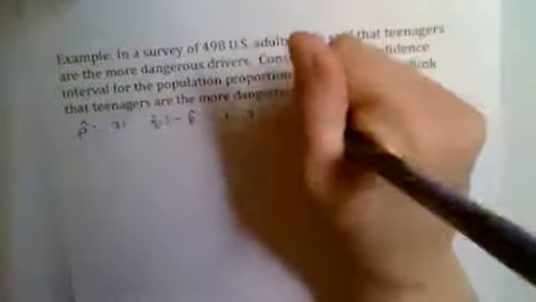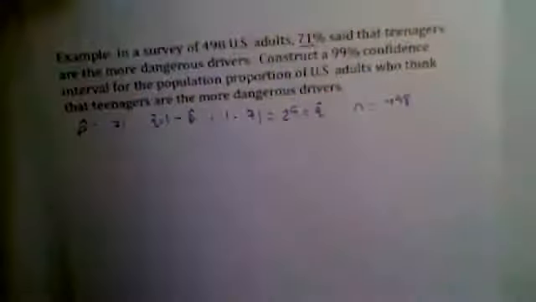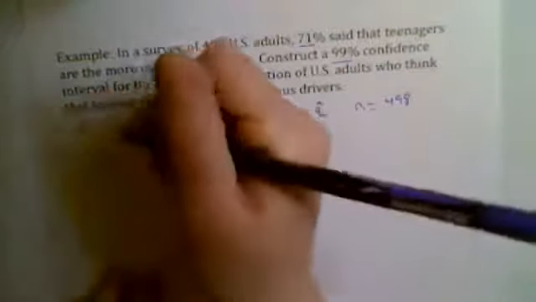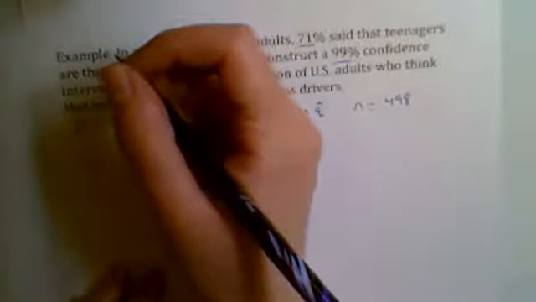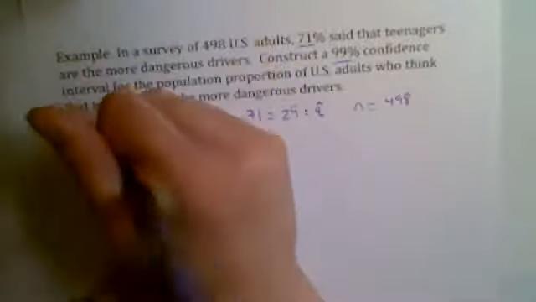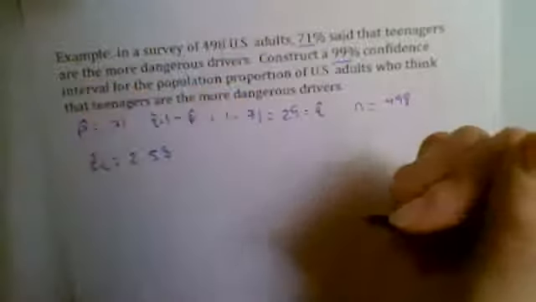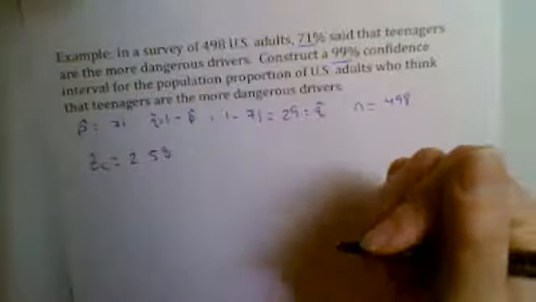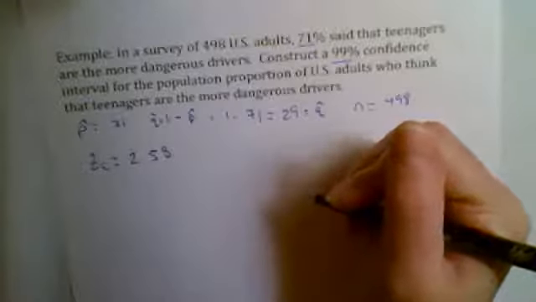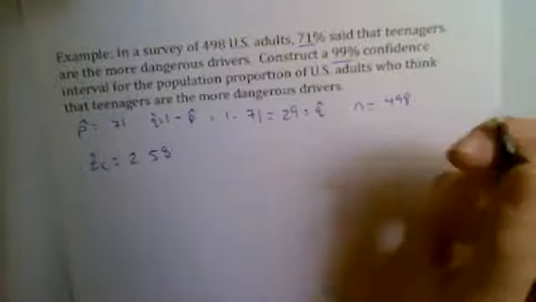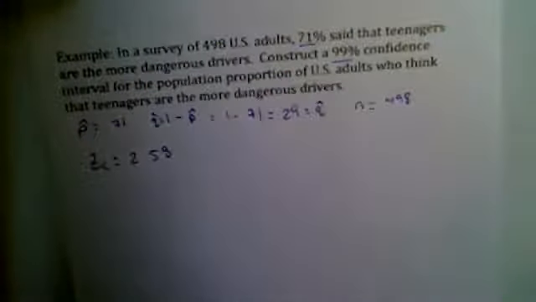P hat. Okay, so this is q hat. n was 498. 99% confidence interval. Okay, so that z-score that goes with 99% is going to be 2.58. Okay. So let's go ahead and first make our check to make sure that these guys are bigger than 5.